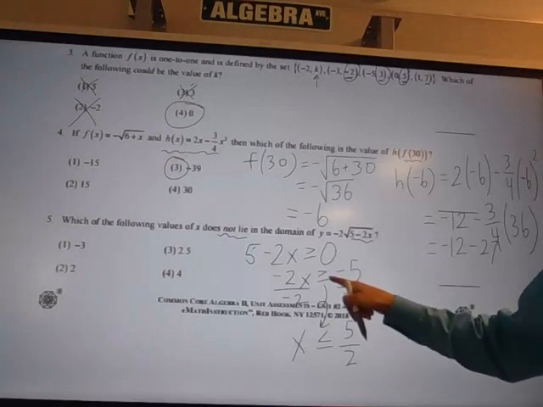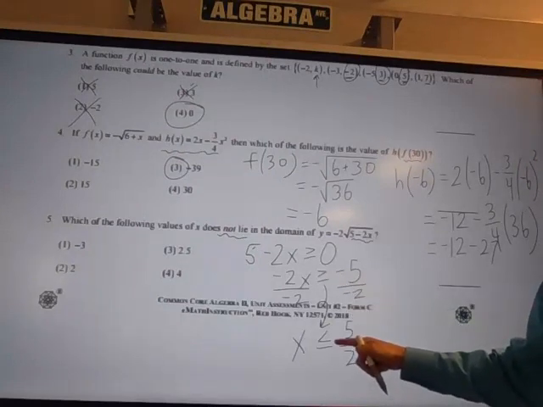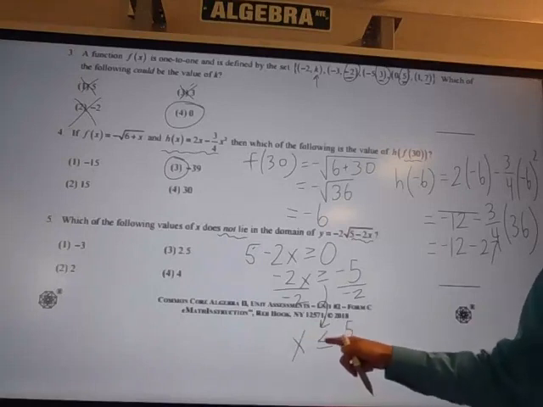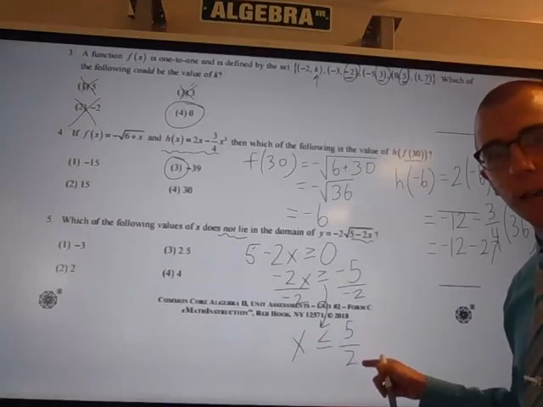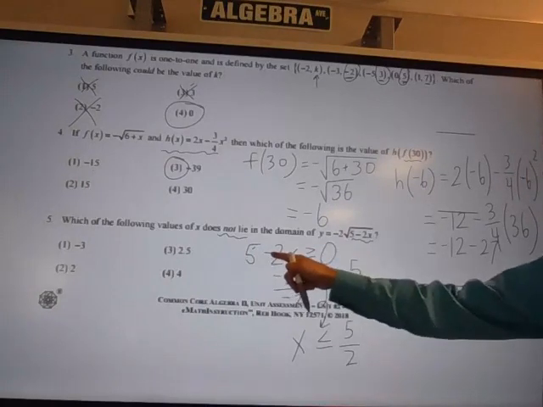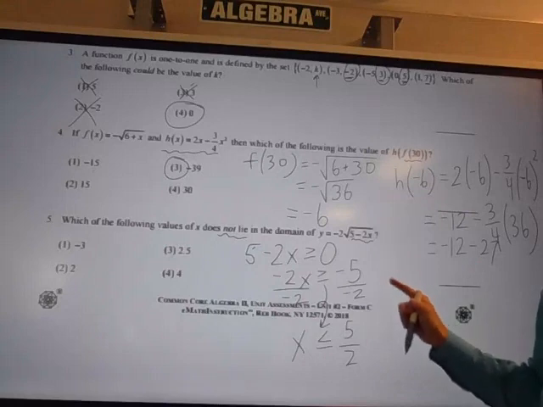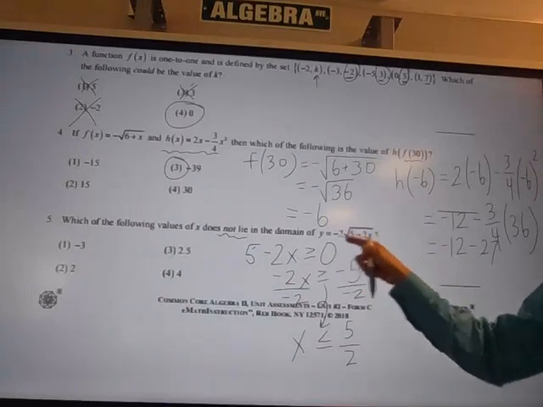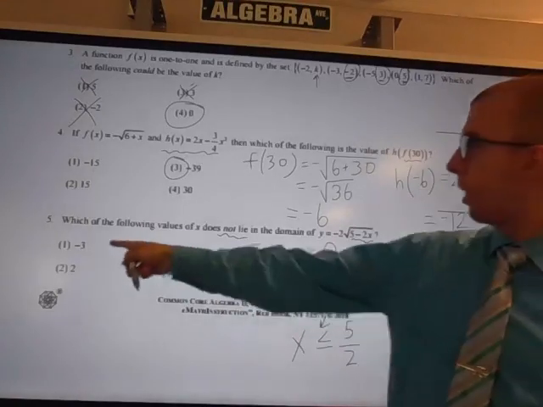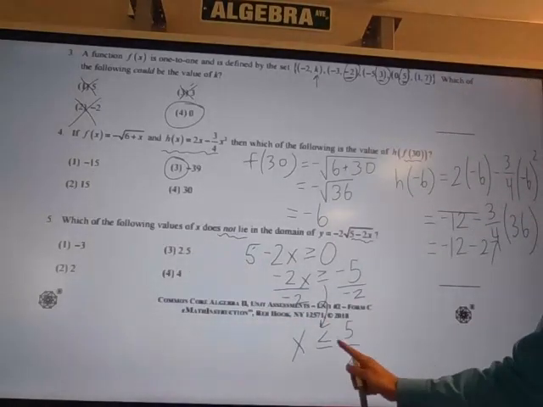So what was once greater than or equal to becomes less than or equal to. And now this tells me that all my x's that are less than or equal to 5 halves, or 5 over 2, will satisfy this inequality, which means they are in the domain, because they would make this function defined. So we need to find one of these values that does not satisfy this.